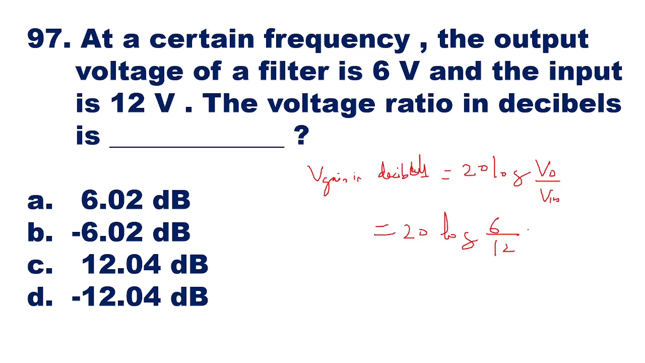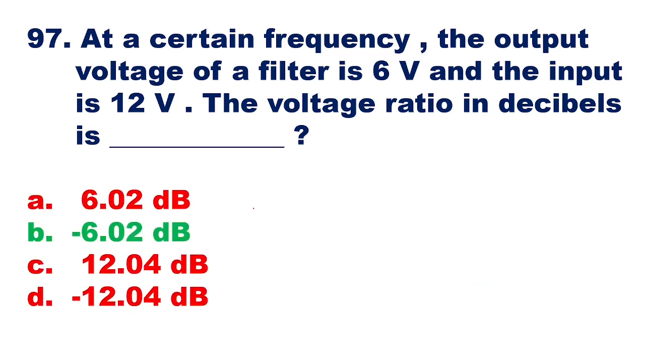So it is nothing but 20 log 6 upon 12, that is 0.5. If you take the log of 0.5 and multiply by 20, we'll get this answer as minus 6.02. So it is minus 6.02 decibels. So here option B will be the right answer, that is minus 6.02 decibels. Then we'll go to the next question.